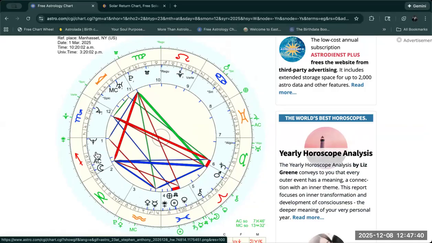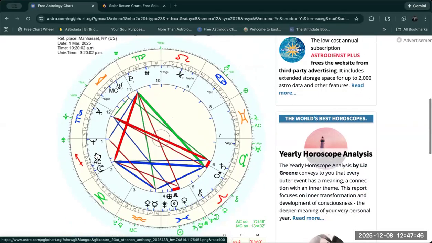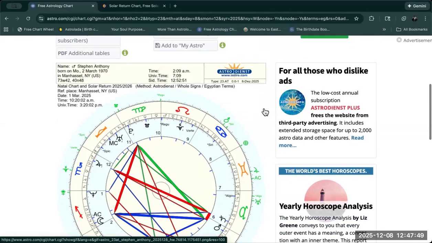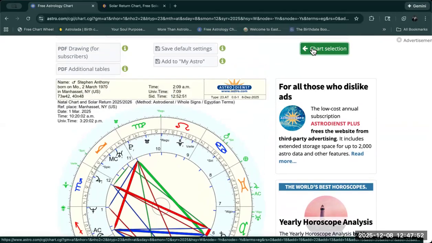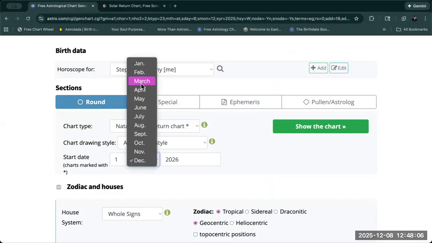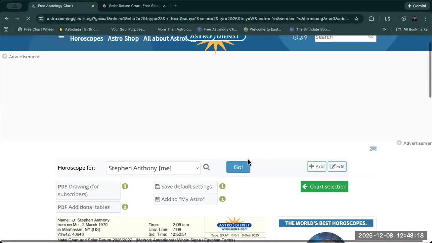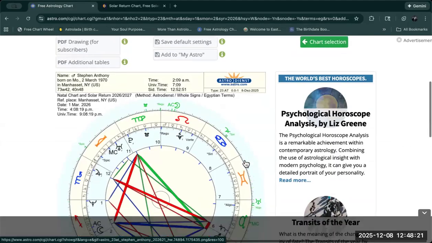Sagittarius rising. Actually, this is the wrong year. This is for this year, 2025. Okay, well, you can type in 2026, March. Actually, I'm going to see if it gives me February 2026. See what happens. Actually, hey, there you go. Yep. It's very intuitive.